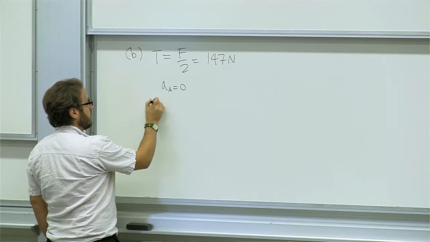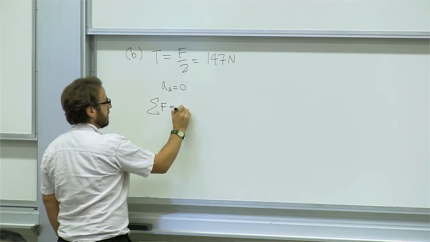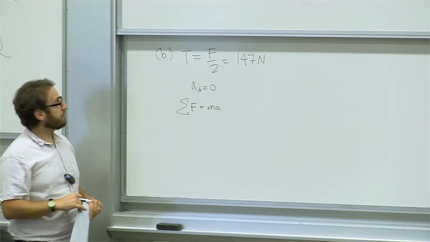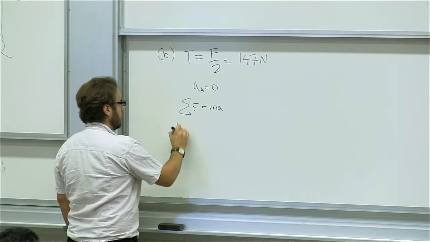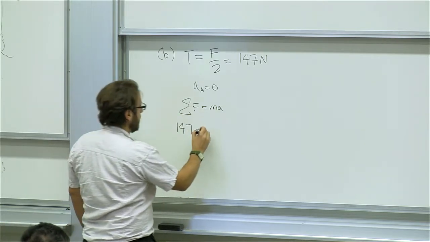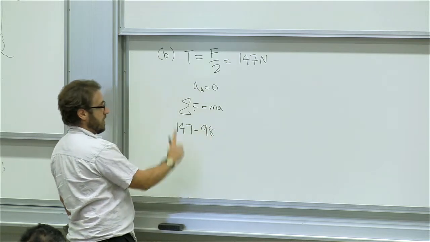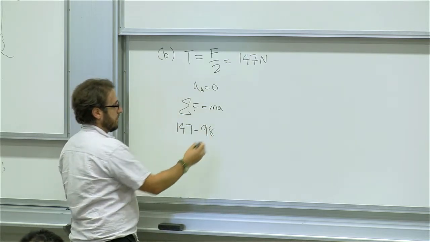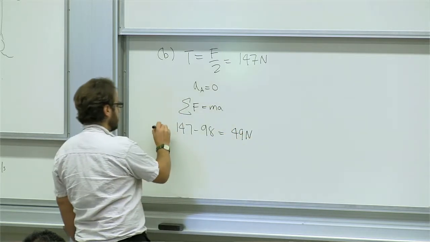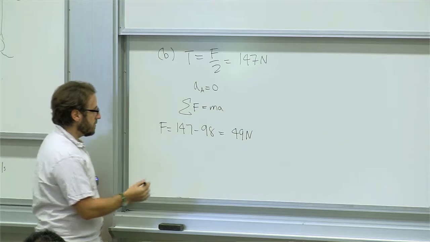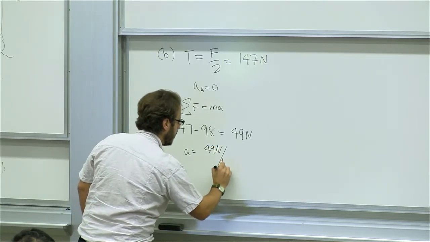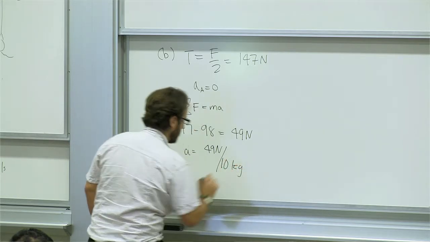Well, remember our old friend, F equals ma, right? So what is the net force on this thing? It's 147 minus 98, right? It's the tension up minus mg down, right? 49 newtons. The force is 49 newtons, so the acceleration is 49 newtons over 10 kilograms.